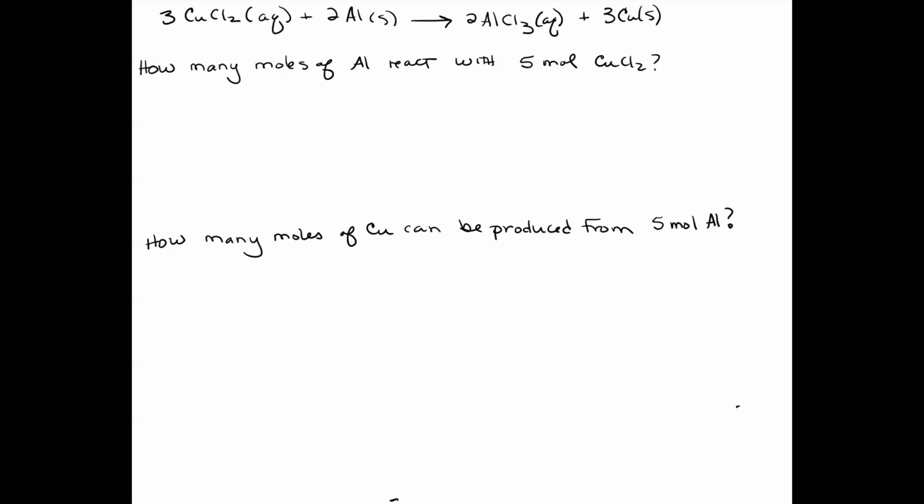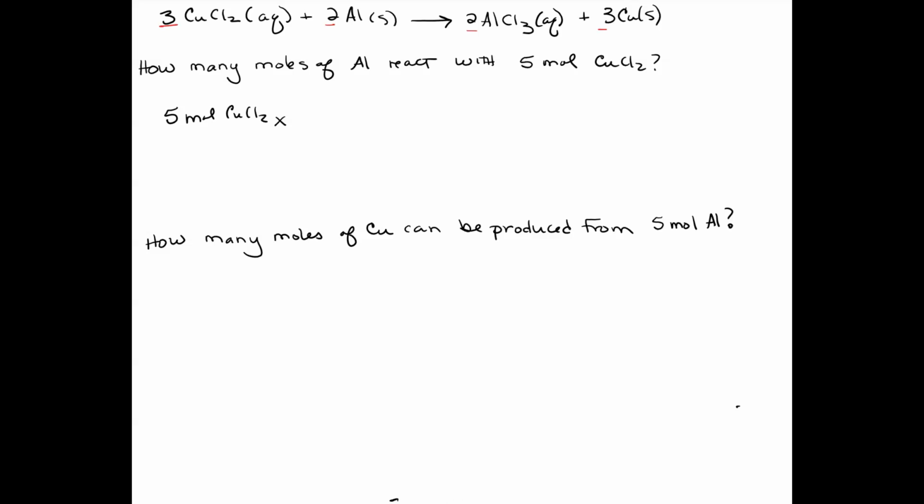Let's look at this same chemical reaction again and see how we can use these stoichiometric ratios to learn some things. First question, how many moles of aluminum react with 5 moles of copper 2 chloride? Well, like most problems, I'm going to start with what I have, and that's 5 moles of copper 2 chloride. We can use relevant stoichiometric ratios that make use of the coefficients in our balanced chemical equation to figure out how many moles of aluminum would react.